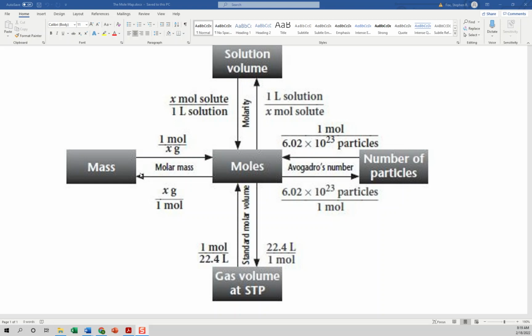So we can always get to moles, and then once we have moles, we can get to whatever part of the map the question's asking about, all right? So let's do some practice.